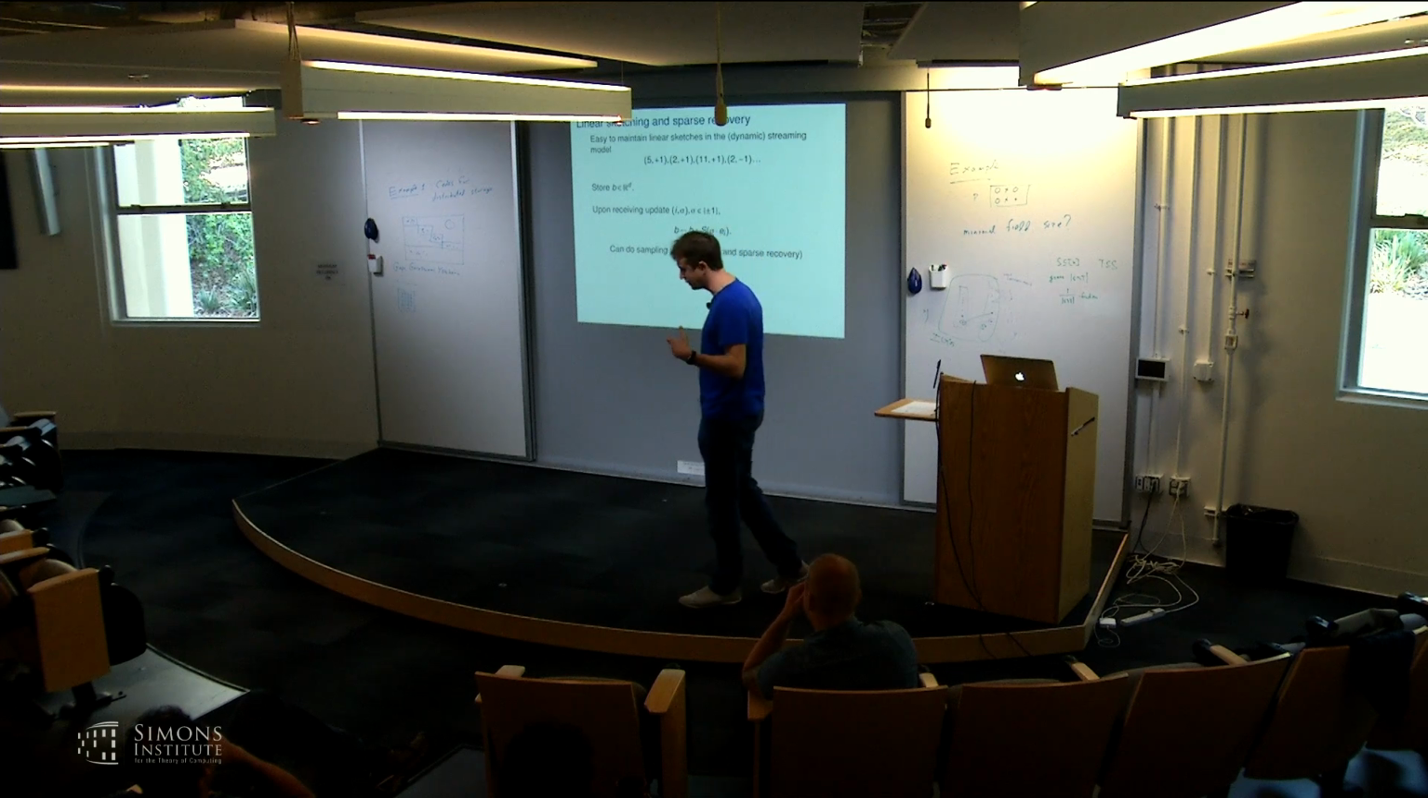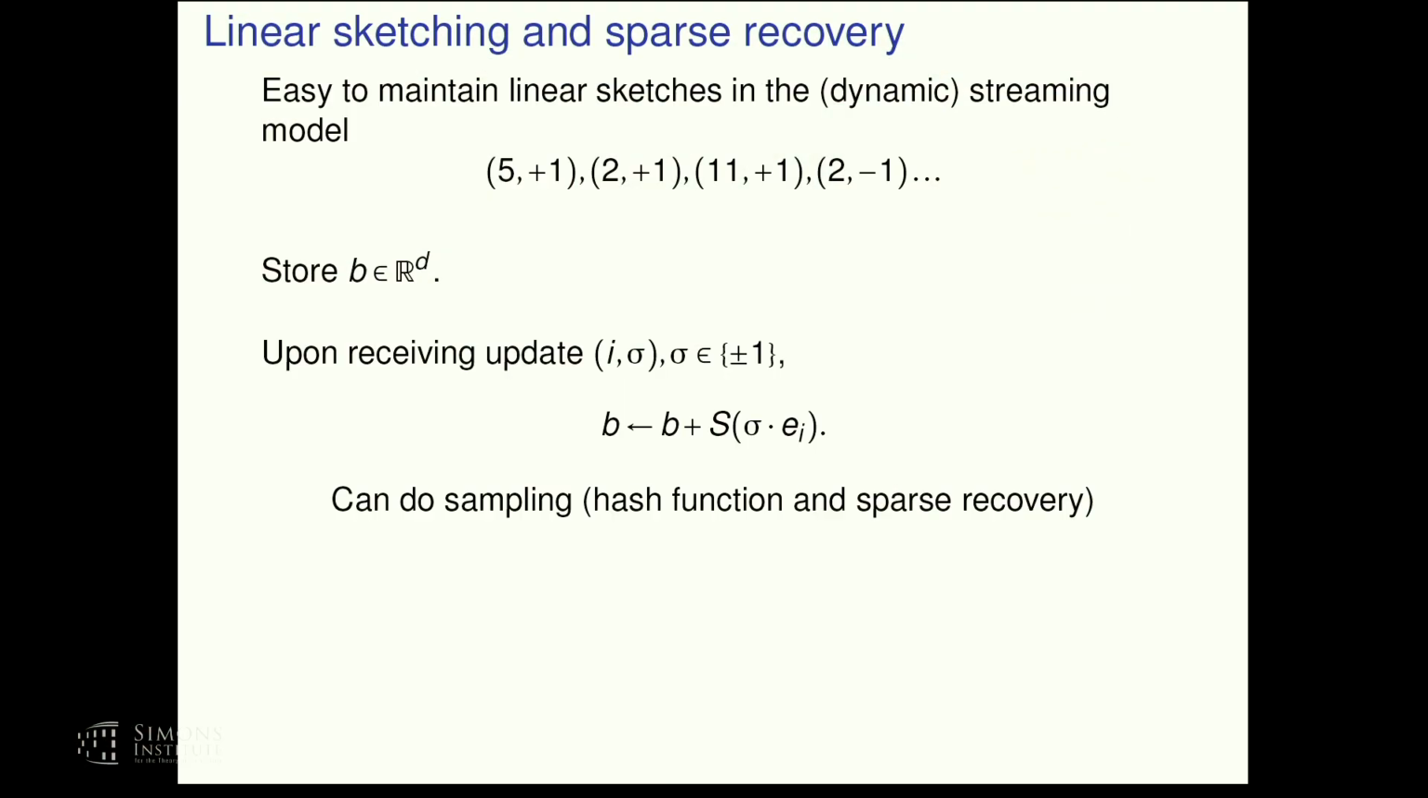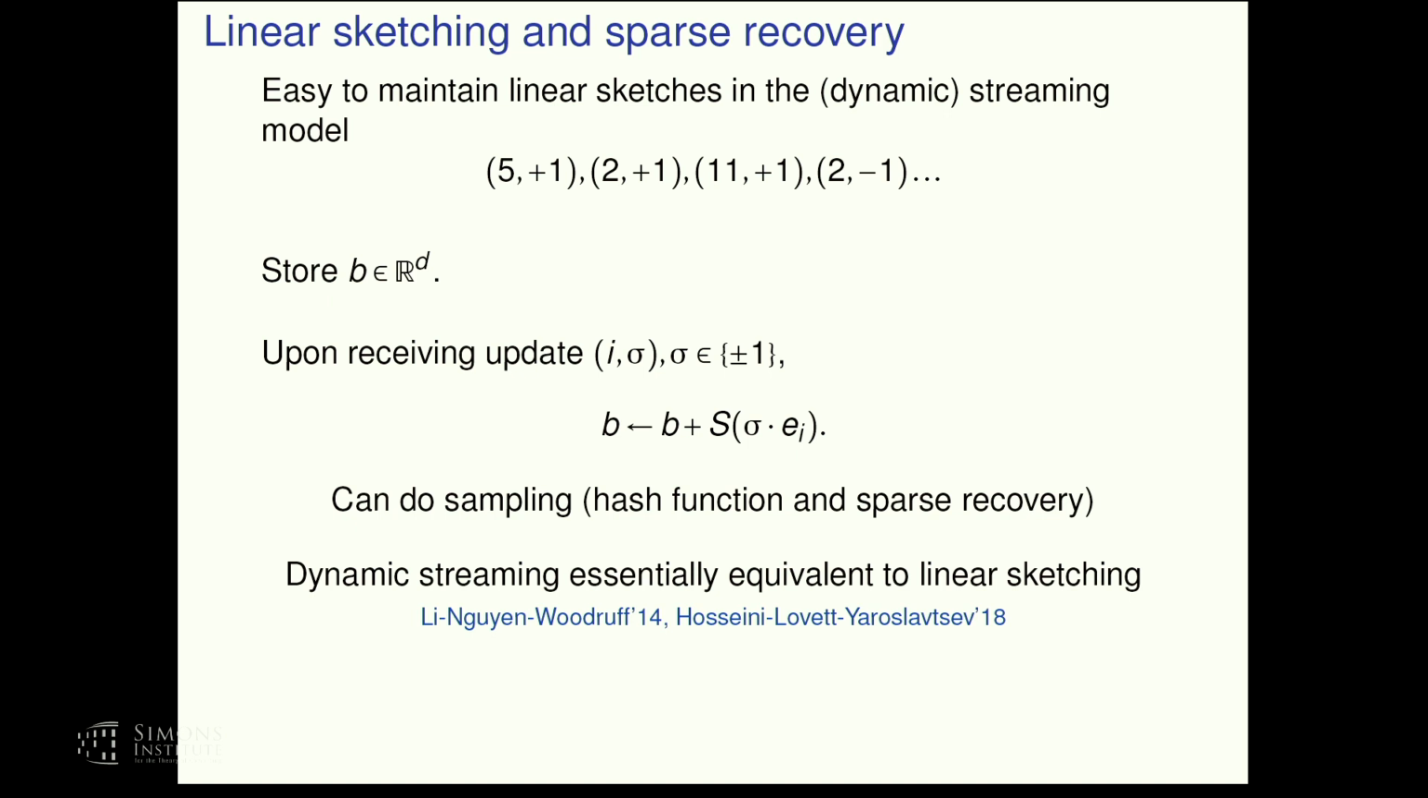One aspect of the linear sketching model that will be very important for us is the fact that this model is fairly powerful, and in particular in the sketching model, one can implement various sampling primitives. You can implement them by using a hash function together with sparse recovery. Questions like sample an edge in the graph that is given as a stream of insertions and deletions can be handled using linear sketching. Dynamic streaming is essentially equivalent to linear sketching. Because of that, we're interested in understanding the sketching complexity of subgraph counting.